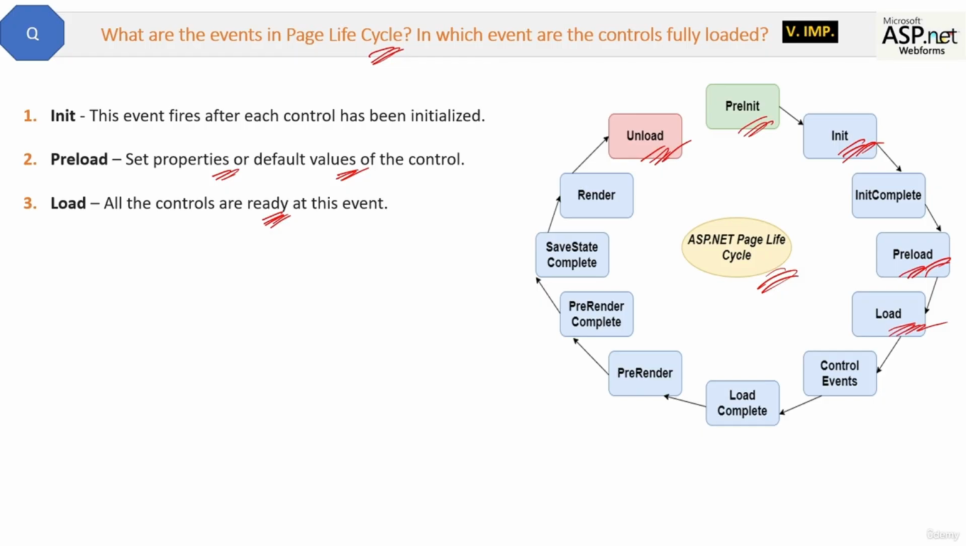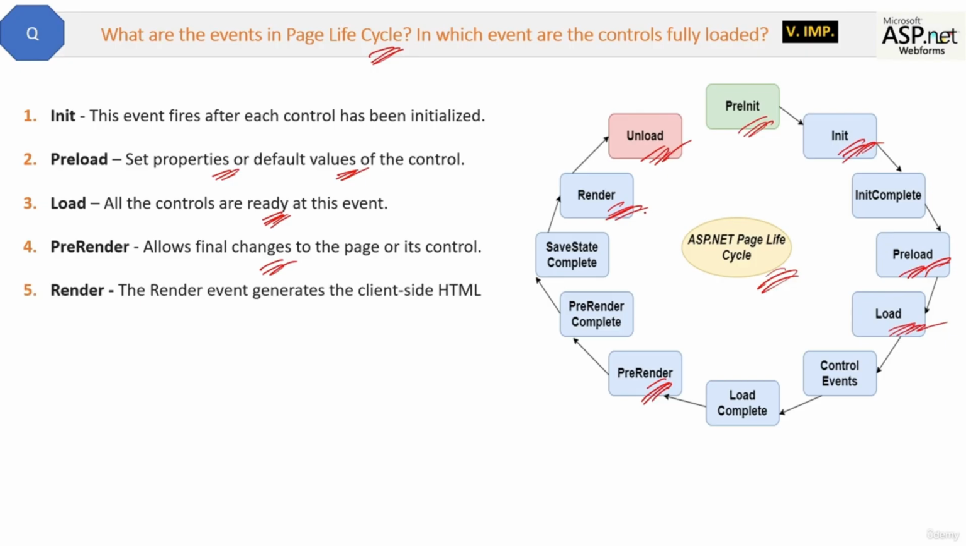Because it is fully ready after the load event only. Next important event is pre-render. It allows the final changes to the page or its controls. For example, suppose you want to change some property, some color of the text box, you can do that in this event. Then a very main event is render. This event generates the client side HTML. This is like displaying the text box to the output screen. That is what the render event is for.